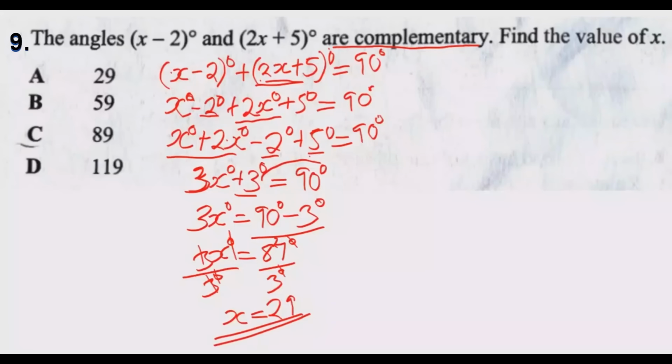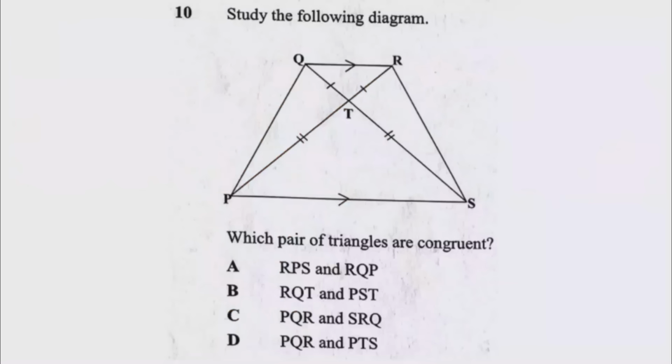So the value of x in that expression is 29, which is A. Question 10 is as follows. Study the following diagram. So we need to take time and study the diagram. That is the diagram we need to study. Once we have studied, we come to the actual question, which is, which pair of triangles are congruent?